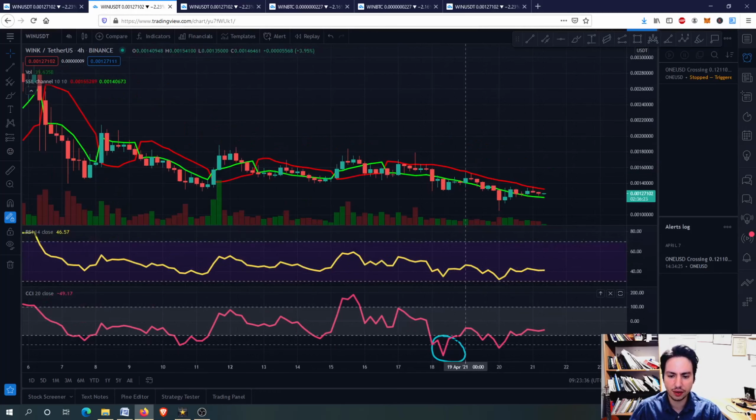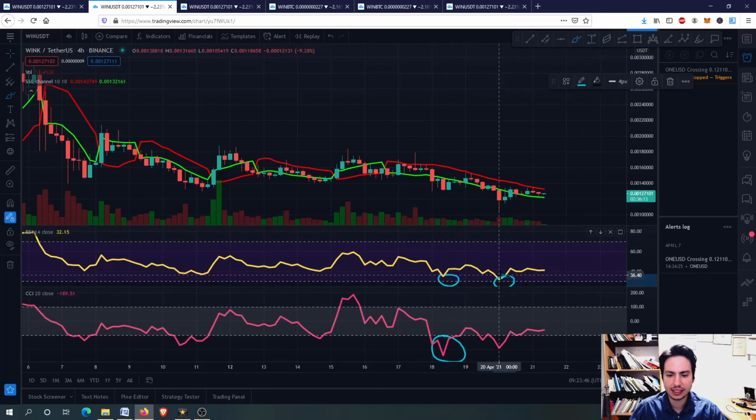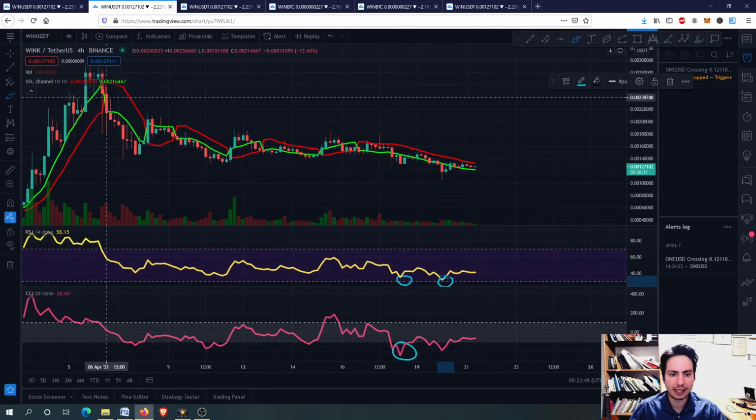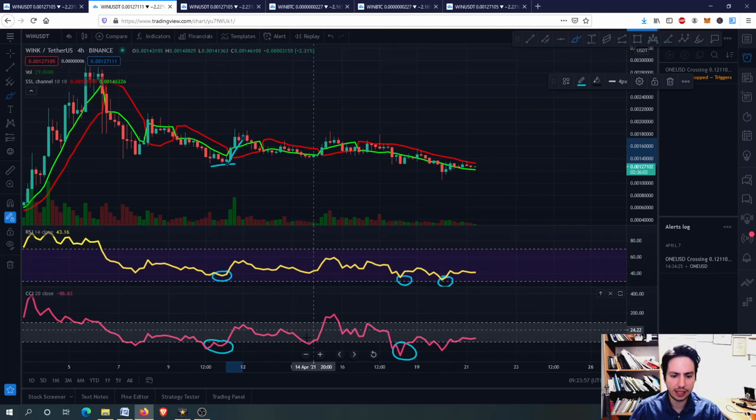Okay, so right now we go to the RSI and the Commodity Channel Index, and the reason I've circled this is to show you guys that when we fall below -100 for the Commodity Channel Index, and of course when we approach the 30 level in the RSI in a bearish market, then we can take profits. For example, here we had the same thing and the price went up. Again, here we had the same thing.